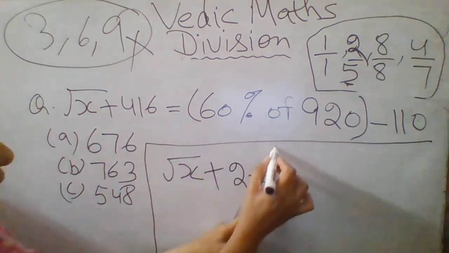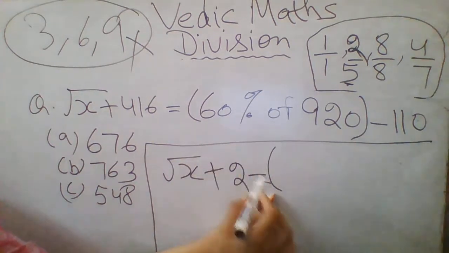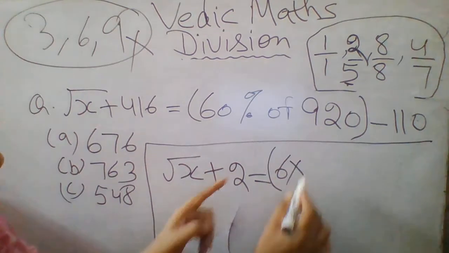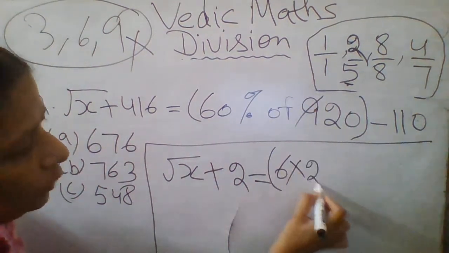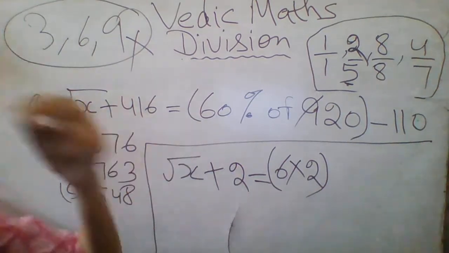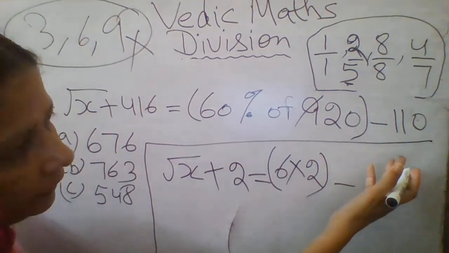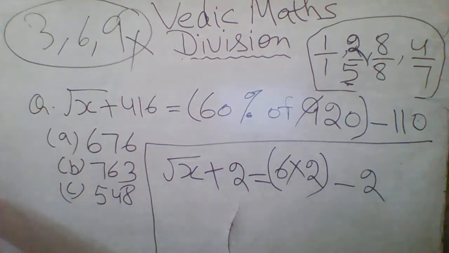Now make this bracket. Now 60%. I told you to ignore the percentage. So this is 6. Now of means multiply. Now cut this 9. So 20. So the digital root is 20. Write down 2 here. Okay. Now minus 110. What is the digital root of 110? That is equal to 2. Now see, you have to find it out. You have to now solve this. So how will you solve it?